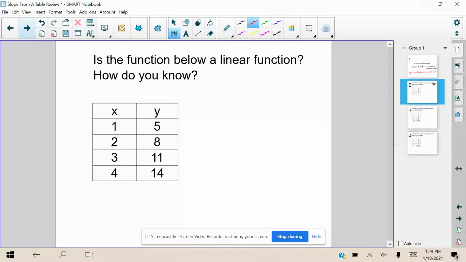So is this function below a linear function, and how do you know? Well, again, to be linear means we have to have a constant slope. And we know how to calculate the slope from a table. We know that our slope, m, is equal to the change in y over the change in x. So we want to calculate the overall slope from each set of values. So to do that, we're going to look at all of our y values.